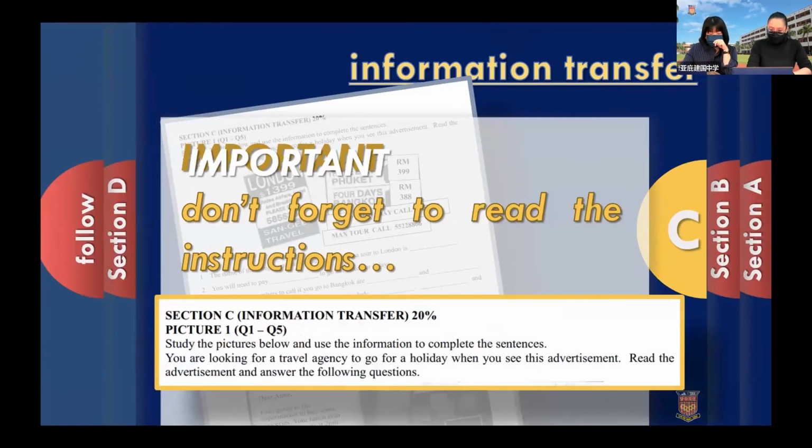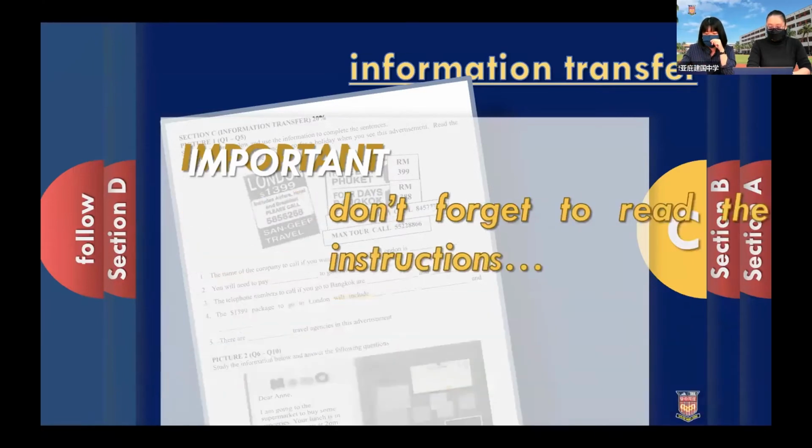So let's see. What should we do? We study the pictures below and use the information to complete the sentences. Okay, so always we will be given a situation. So we have to understand the situation first. So now the situation is you are looking for a travel agency to go for a holiday. When you see this advertisement, do you know what is advertisement, student? What is advertisement? Yes, advertisement. Very good.